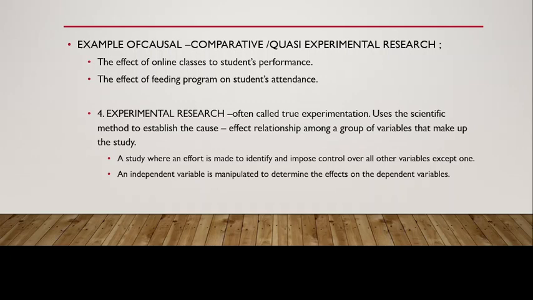Okay. Next, we have experimental research. From the word experiment. Okay, this is often called true experimentation. This uses the scientific method to establish the cause and effect relationship among a group of variables that make up the study.